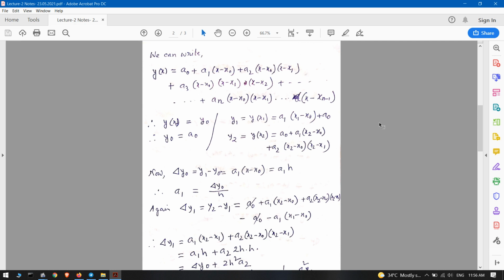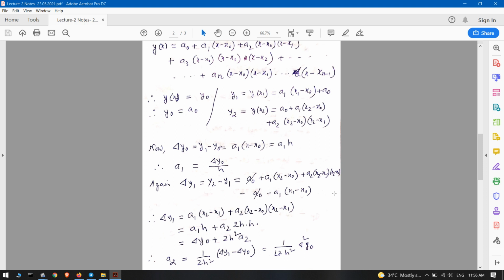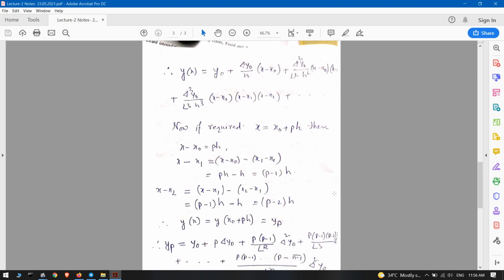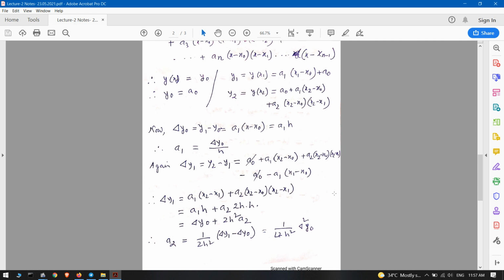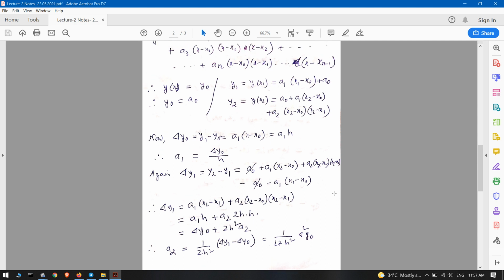Next, y1 equal to y of x1. Now you put x equal to x1, then you will find a naught plus a1 into x1 minus x naught. Similarly, y2 equal to, you put x in the above polynomial, x equal to x2, then you will find that a naught plus a1 into x2 minus x naught plus a2 into x2 minus x naught into x2 minus x1. Up to this, any confusion, you can ask first.